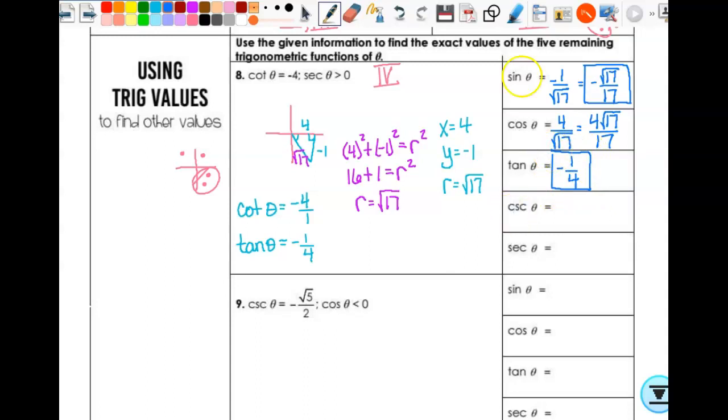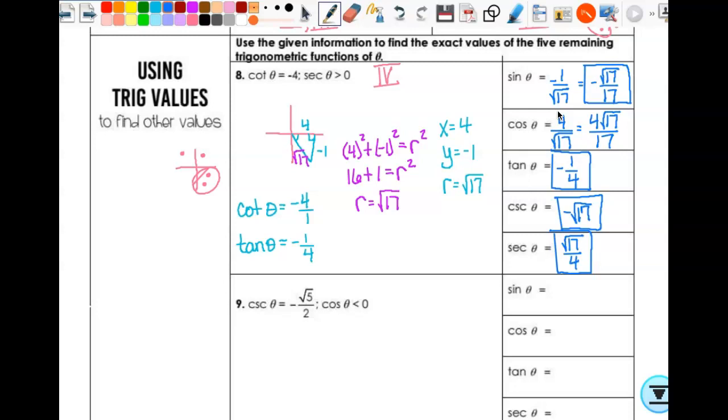Cosecant is the reciprocal of sine, so I'm going to take the reciprocal of that one and just get negative square root of 17. Secant, reciprocal of cosine, so I'm going to take the reciprocal of this one, square root of 17 over 4. And just as a little reminder, if I took the reciprocal of this one and rationalized, I'd get the same answer. It's just more work than I need to do. Okay. So there you go. Just adding a little piece to what we did to the front.